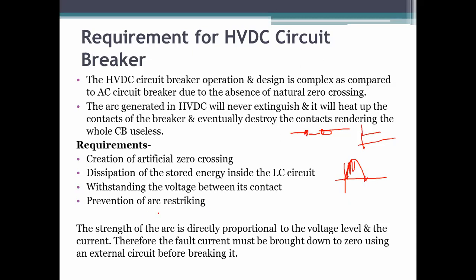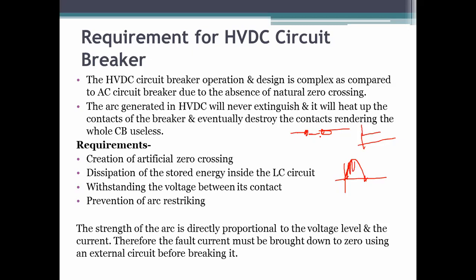Okay, so this arc restriking should be prevented. Then we can use these HVDC circuit breakers. The strength of that arc is directly proportional to the voltage level and the current. So the arc produced in these two contacts of the circuit breaker is proportional to the voltage level and the current. Therefore, the fault current must be brought down to zero using an external circuit before breaking it.